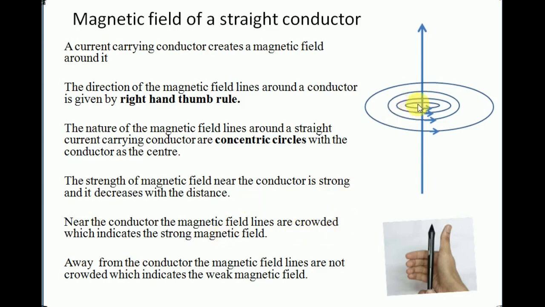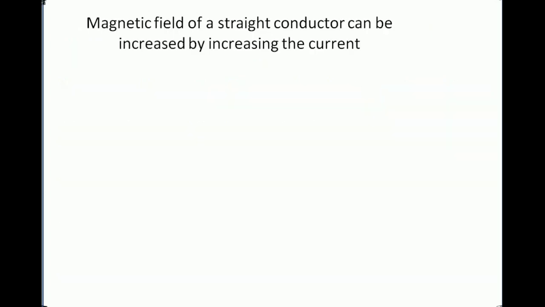so it is having strong magnetic field at near point, and when you go far away, the magnetic field lines are not that crowded. So that means the magnetic field is not strong at a point which is far away from the conductor. So we can increase the magnetic field of a straight conductor by increasing the current.